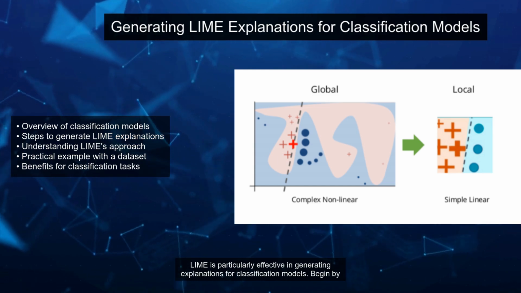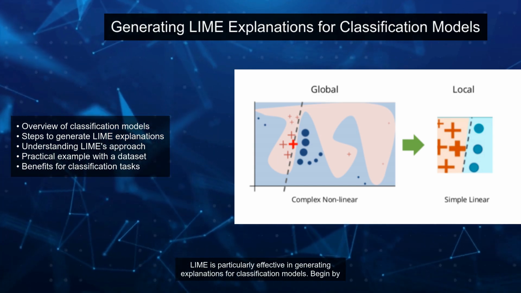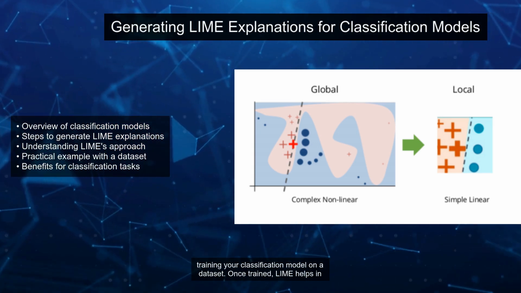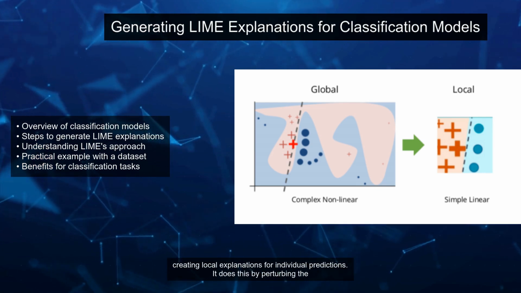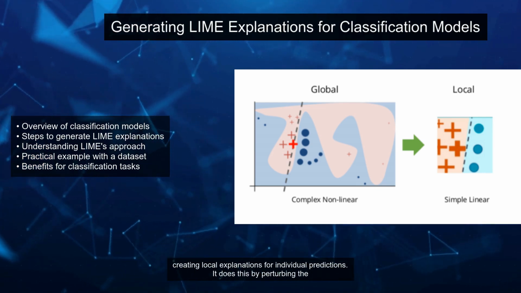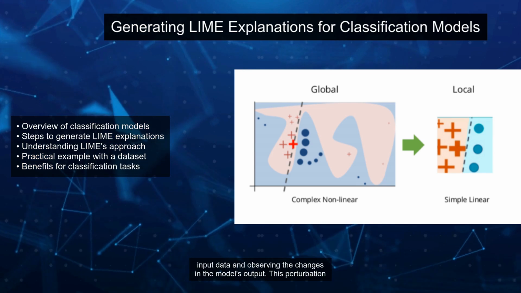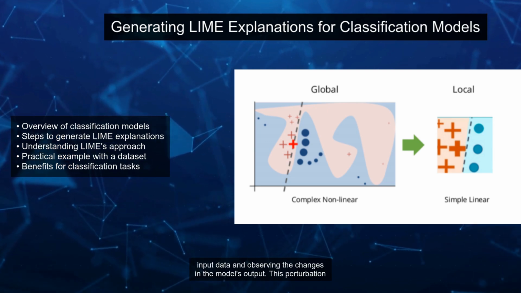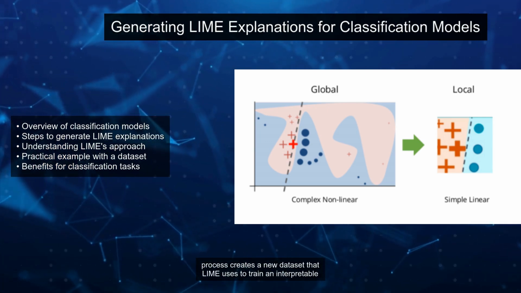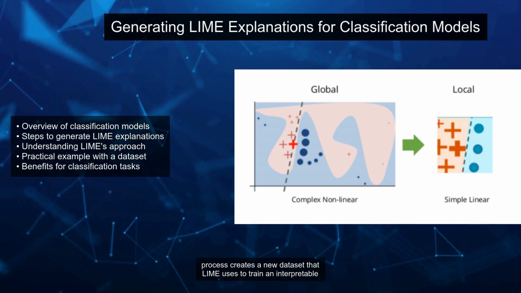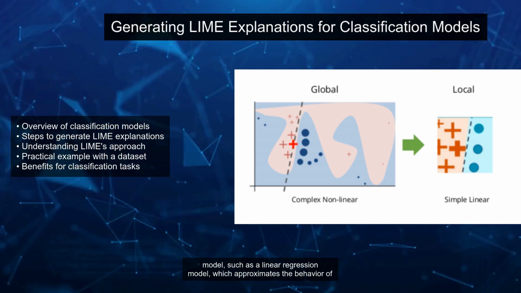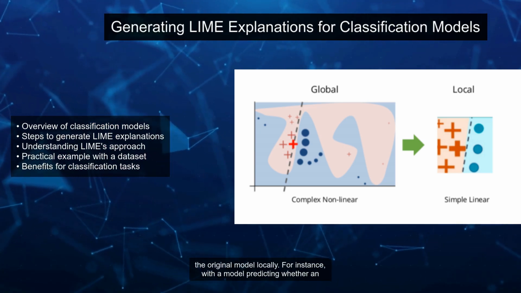LIME is particularly effective in generating explanations for classification models. Begin by training your classification model on the dataset. Once trained, LIME helps in creating local explanations for individual predictions. It does this by perturbing the input data and observing the changes in the model's output. This perturbation process creates a new dataset that LIME uses to train an interpretable model, such as a linear regression model, which approximates the behavior of the original model locally.